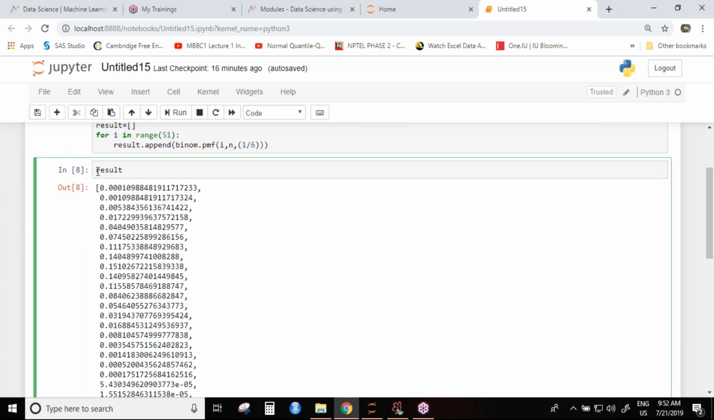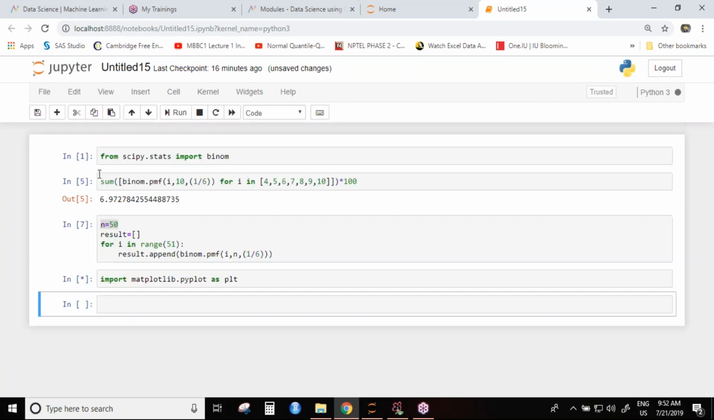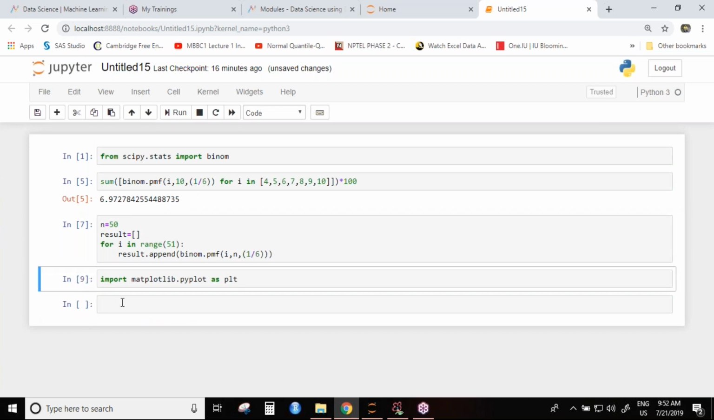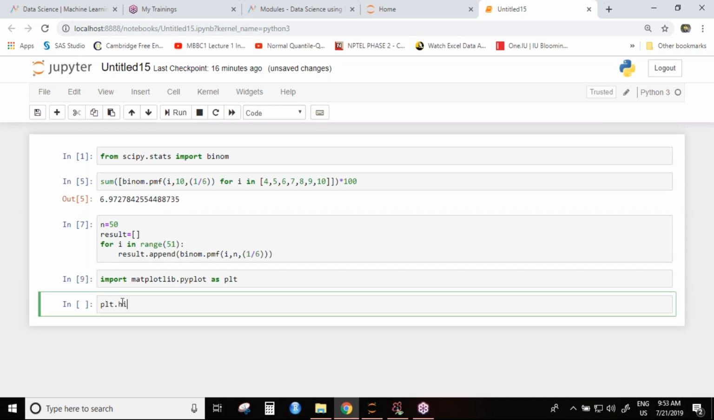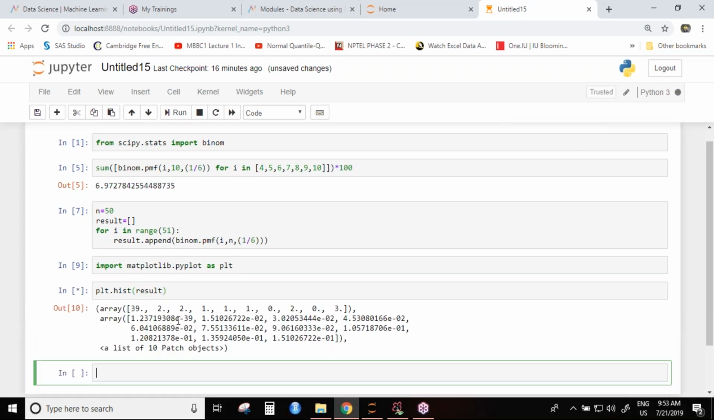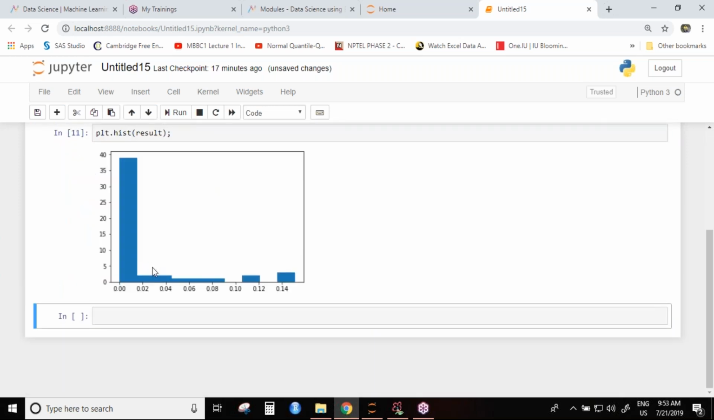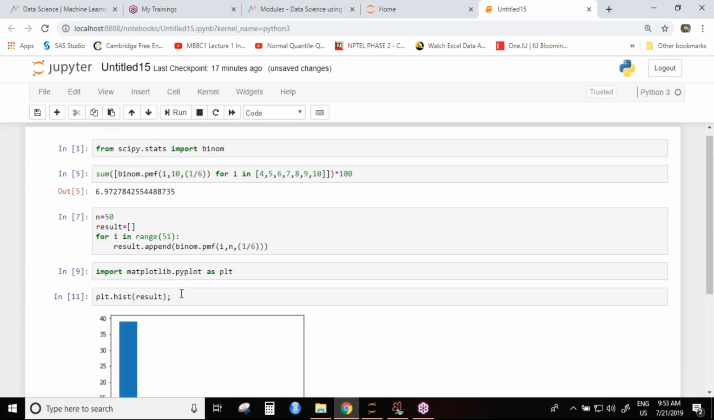Now let me try to draw a histogram for it. First I'll have to import it: import matplotlib.pyplot as plt. It'll take a while to run. Then I will use plt.hist to draw a histogram, and I will write result here. Okay, I have this. Now let me show you.